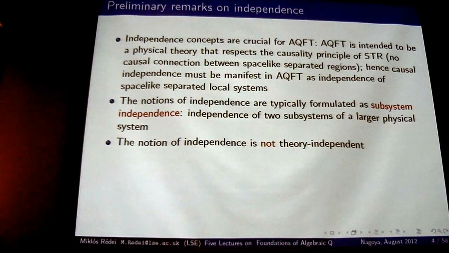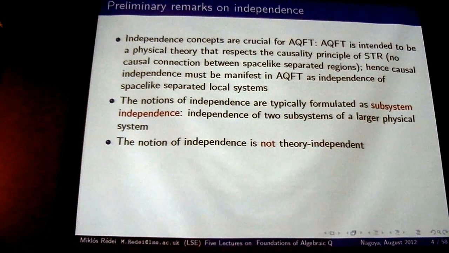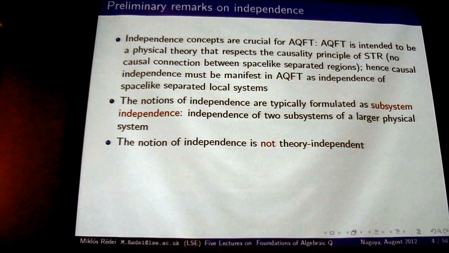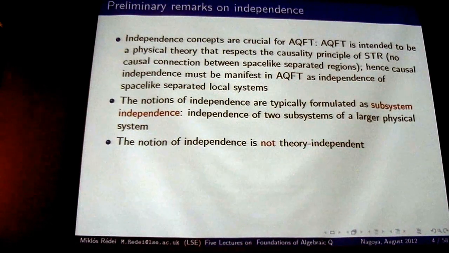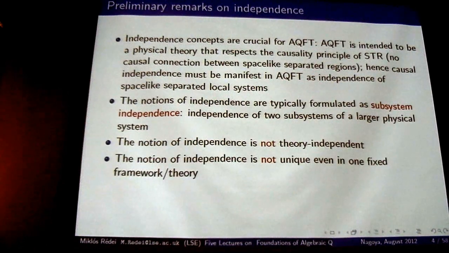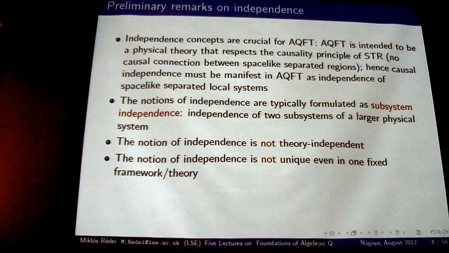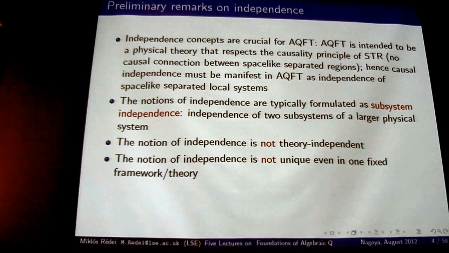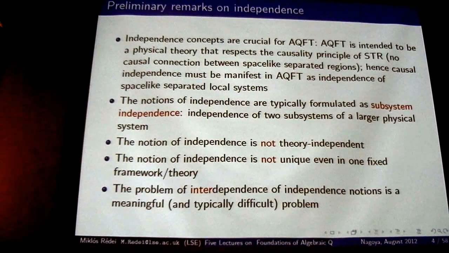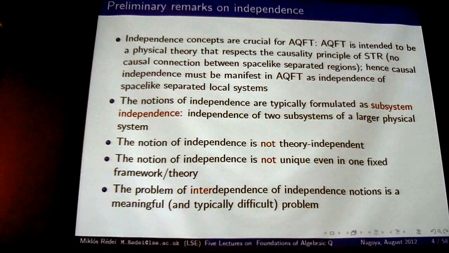Another preliminary comment, and this is good to keep in mind, is that the notion of independence is not theory independent. There's no absolute notion of independence. You don't know what independence is in the abstract. There's no philosophical or physical notion of independence that would be independent of the special context in which you try to specify it. It's not a theory independent notion, and it's also not unique. Even if you fix your theory to be non-commutative probability theory, as we will see very clearly, the notion of independence can be formulated in many different non-equivalent ways. Therefore, the interdependence of the independence notions is an interesting, emerging, and typically very difficult problem.